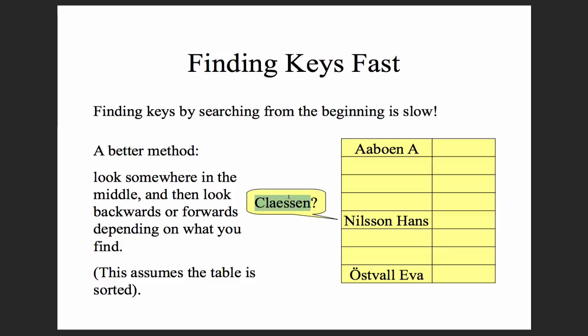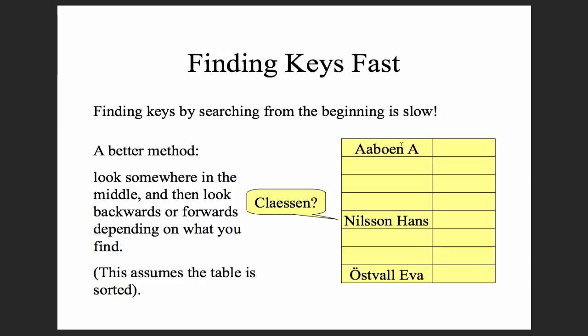We might get lucky. We might be looking for Mr. Arbonen. I don't know what that name is. We might be looking for that person, Alfred Aardvark. Great. And then we find it quickly. But most of the time, we're going to do really badly.